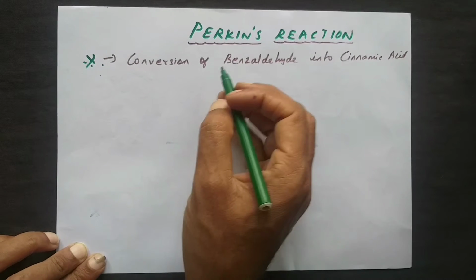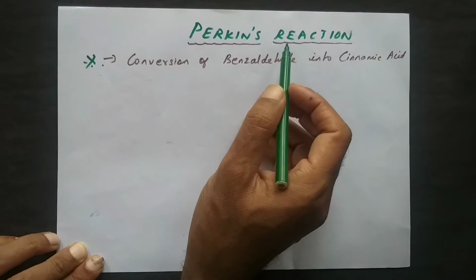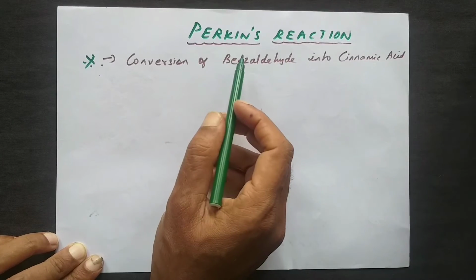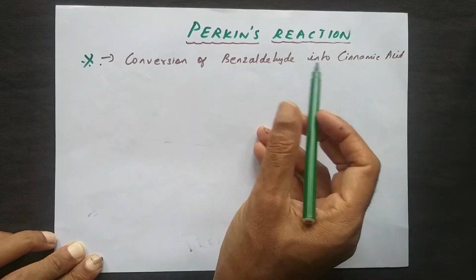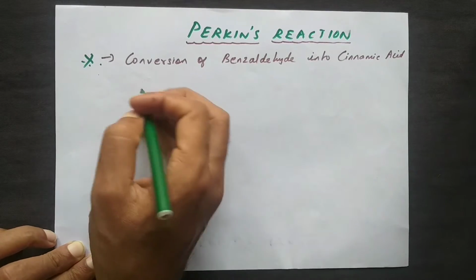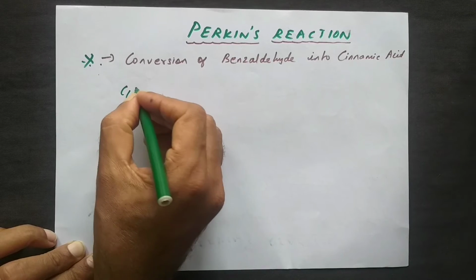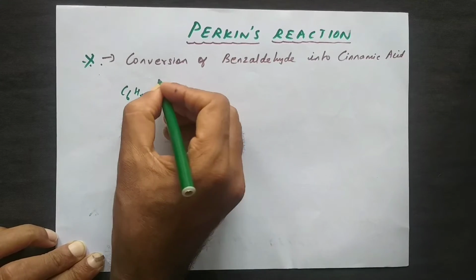In this video, I will discuss the Perkin reaction. This reaction is useful in converting benzaldehyde into cinnamic acid. So we know the benzaldehyde will be C6H5CHO.